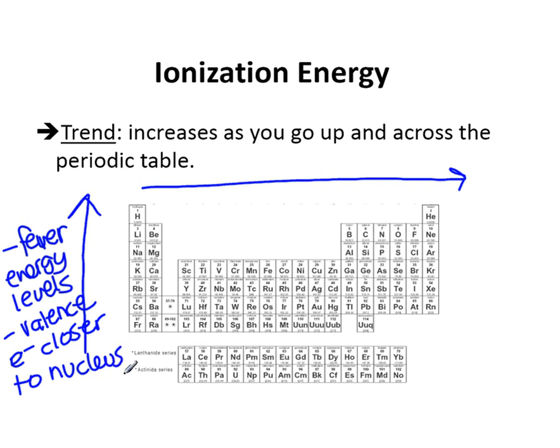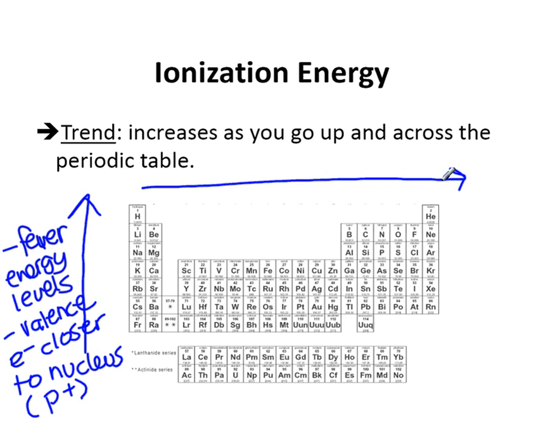And if those valence electrons are closer to the nucleus, that means they're closer to the protons. And remember, protons are positive and they like to attract electrons. So as you go up, they might get smaller, but those electrons that you have to remove are closer to the nucleus and closer to the protons. So it's going to take more energy to pull away those electrons and make the ion if they're closer to the nucleus.